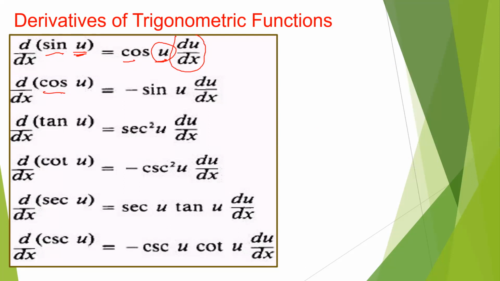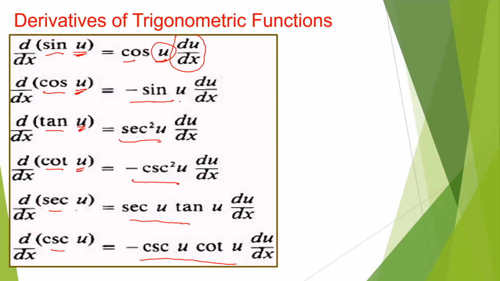So the same goes for the cosine, tangent, cotangent, secant, and cosecant. We differentiate them the usual way. So cosine, di ba, negative sign. Si tangent, secant squared. Cotangent, negative cosecant squared. Secant, secant u, tangent u. Ito negative cosecant u, cotangent u. Pinipreserve muna natin yung u.